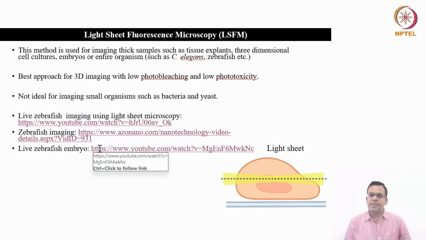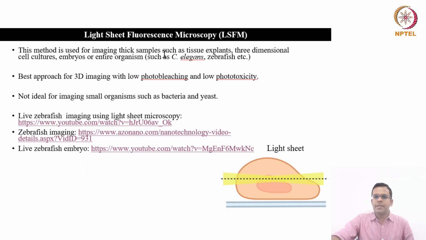So coming to the next illumination strategy, that is light sheet fluorescence microscopy, LSFM. Okay. So this method is used for imaging thick samples such as tissue explants, three-dimensional cell culture, embryos, and entire organism such as C. elegans, zebrafish, etc. So this illumination strategy is generally used with the thick samples, the thick tissue samples, or for imaging entire animal like entire organism like C. elegans or the zebrafish. And in light sheet illumination, you can see here a thin sheet of light passes through the cell exactly at the focal plane.